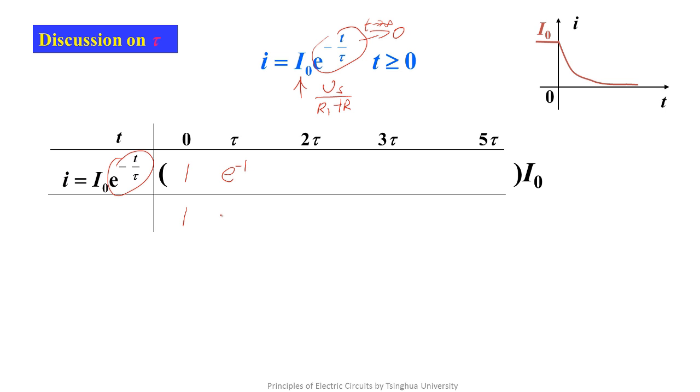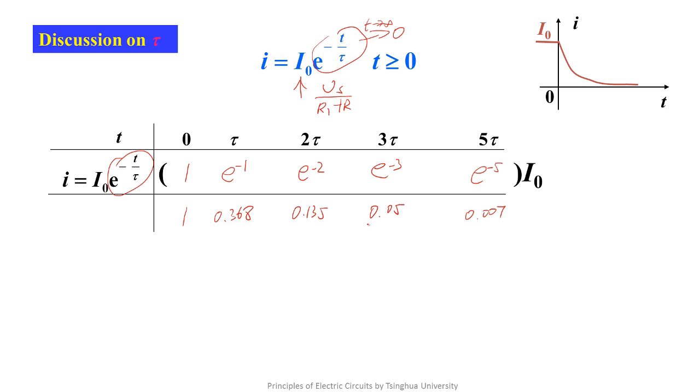When t equals tau, it's e to the power minus 1, which equals 0.368. When t equals 2 tau, it's e to the power minus 2, which equals 0.135. When t equals 3 tau, it's e to the power minus 3, which equals 0.05. When t equals 5 tau, it's e to the power minus 5. What's the meaning? We can find the change of a first-order circuit goes from fast to slow with time. And the decaying procedure won't end forever.